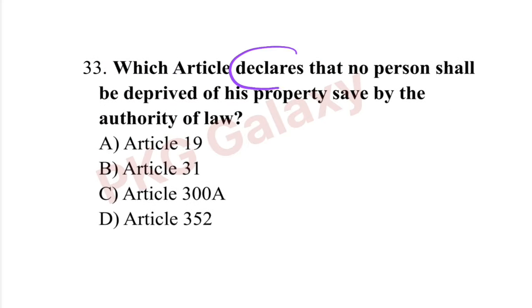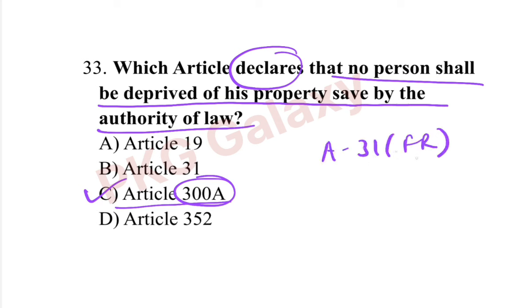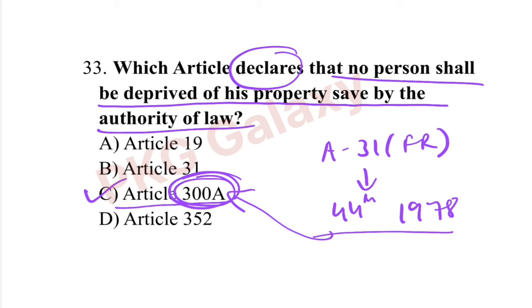Which article declares that no person shall be deprived of his property save by the authority of law? The correct answer is option C, Article 300A. Earlier, the right to property was there under Article 31 of the Fundamental Rights. Later, it was amended through the 44th Amendment Act of 1978. It deleted the right to property from the list of fundamental rights in the Indian Constitution, and it was made a legal right under Article 300A.